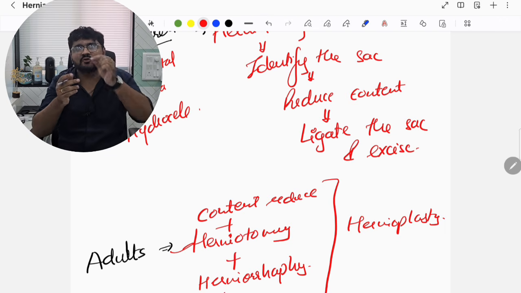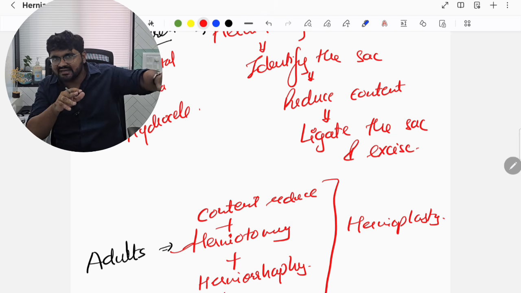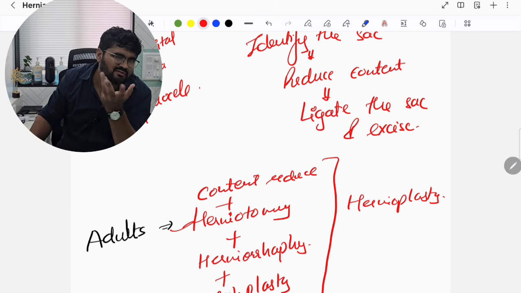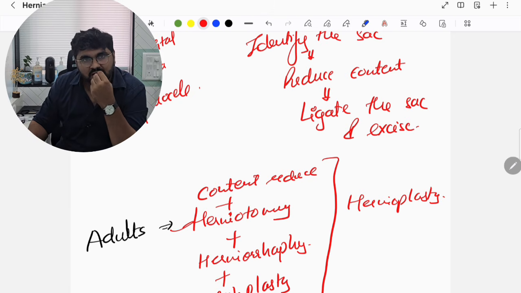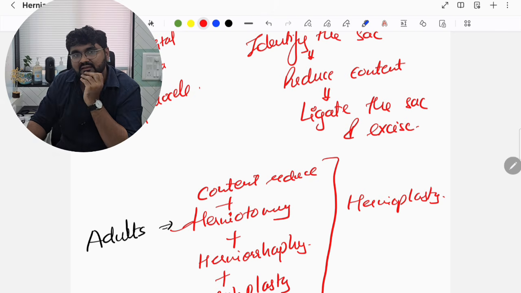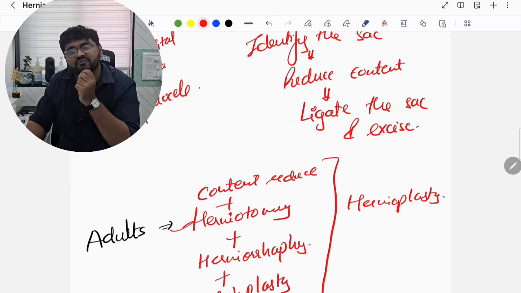Okay, so if it is indirect, you open the sac, that is herniotomy, push the content in, ligate the sac, you have done the herniotomy, and after that, what will you do? You will also see that there is a 75-year-old, I am expecting there will be a defect and the posterior wall will be weakened. So you would do a herniotomy, and we will be discussing herniotomy in detail, different types of it. You repair the posterior wall, and now you want to reinforce it with a mesh.